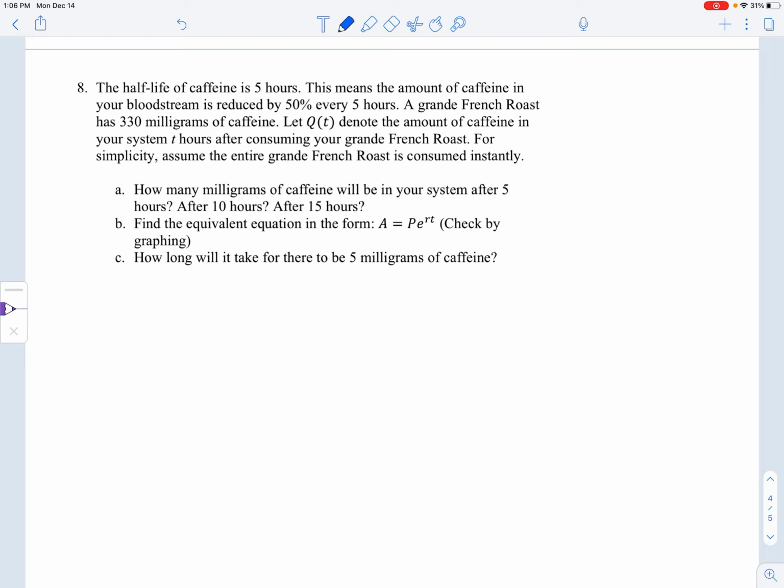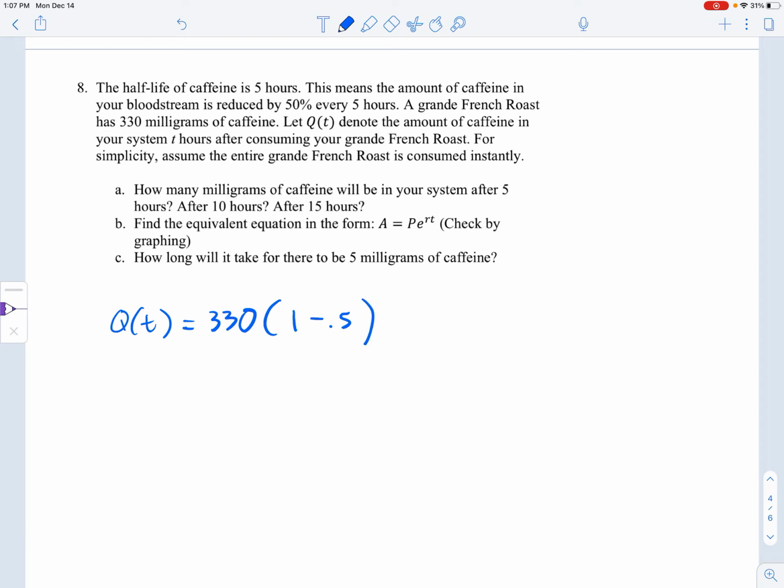So let's go back to the general model of exponential growth and decay to come up with our first equation that models this situation. So we would have Q of T, the initial amount would be 330 milligrams. And then we're given information about the decay rate, right? We're given that the half-life of the caffeine is 5 hours. So R in this case would be negative 0.5 or negative 1/2.